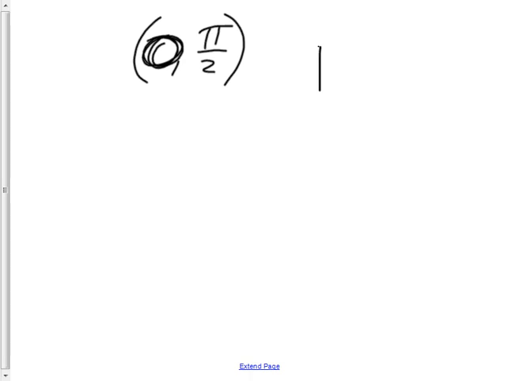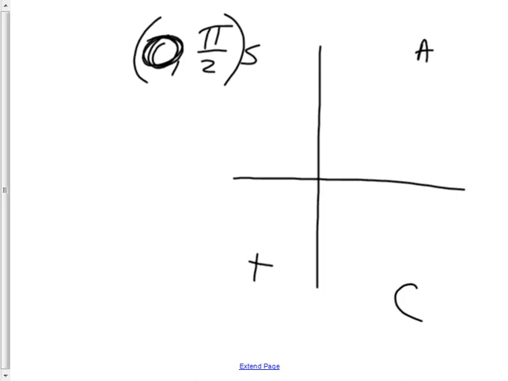I have something for you on this that you're going to use so many times in trig. ASTC. Everybody write that down for yourself. All students take calc.